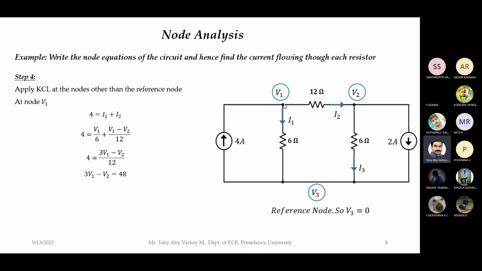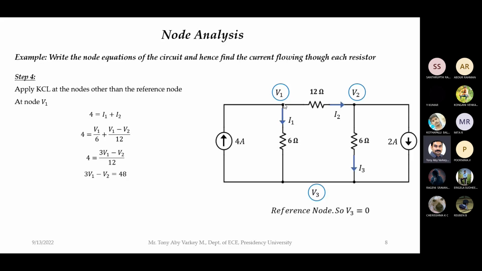Similarly, can you write down what is the node 2 equation? I will give you 2 minutes. Please do. First, you write down the KCL equation, then substitute for the currents, and finally get an equation like this. What is the KCL equation? I2 equal to I3. Only I3. Plus 2A. Correct. I2 equal to I3 plus 2.